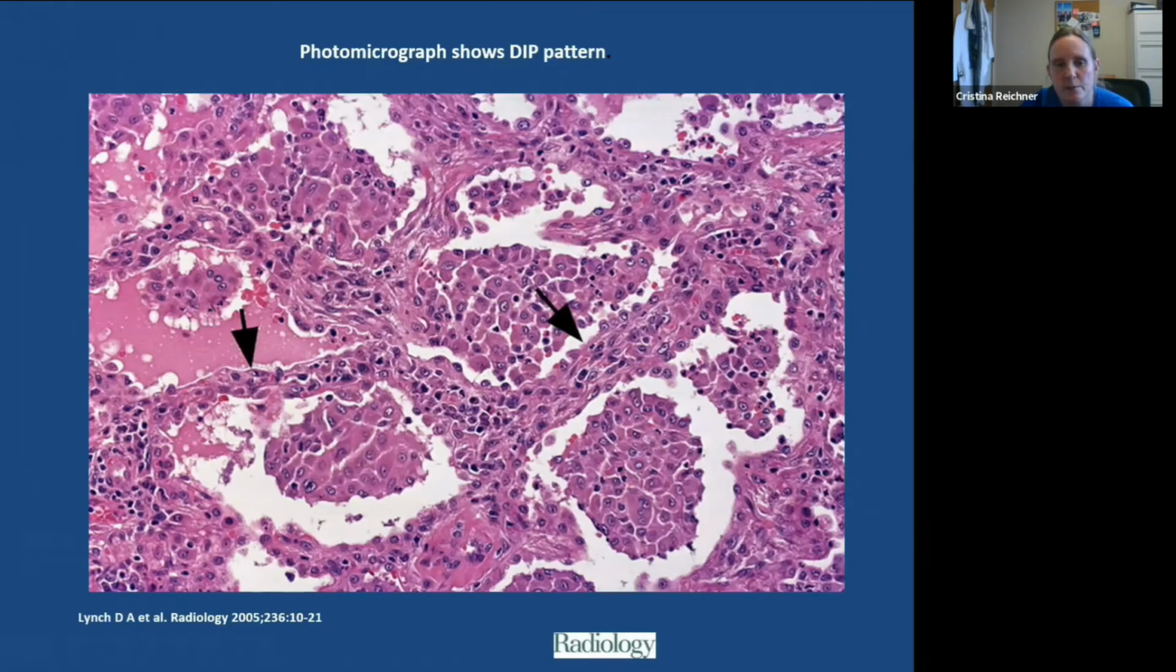There are a lot of cells, right? Blue cells a lot of times are lymphocytes. And then in some areas you will see some pigmented macrophages.